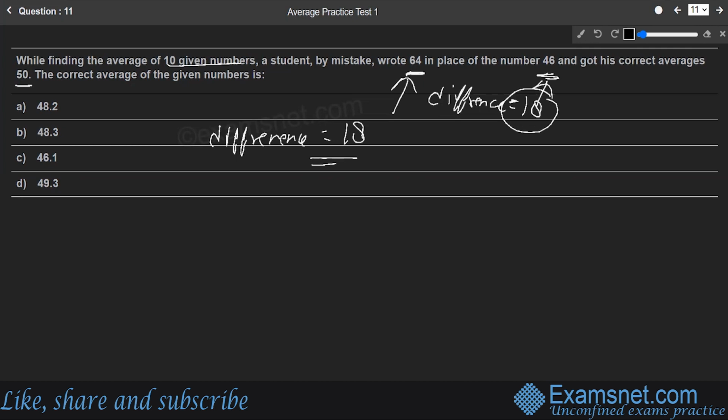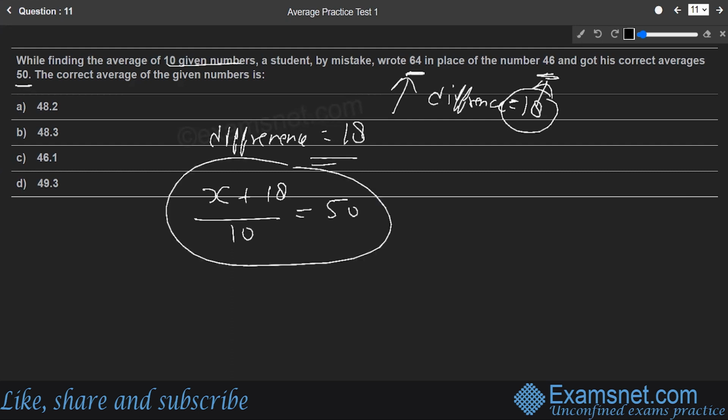Now the total sum becomes how much? The average of 10 given numbers, the student mistakenly wrote 64 in place of 46. So he has written 18 more. Let the correct value be x. If the correct value is x, we can find out the average, as the average is given to be 50. So we can write x plus 18 over 10 is 50. Okay, that is going to be the average. Why so? Because the difference of 18 has been created and the average comes out to be 50. That's what we are doing.